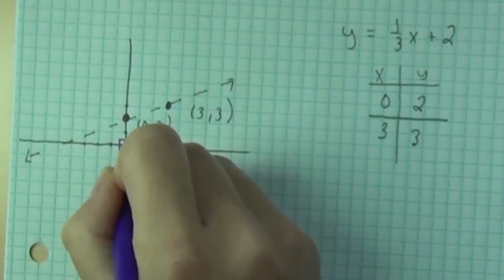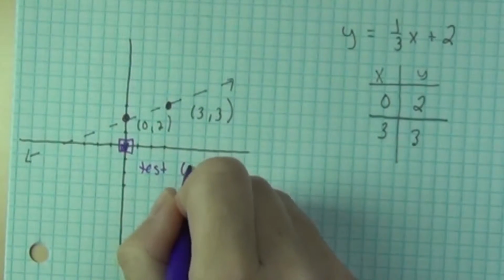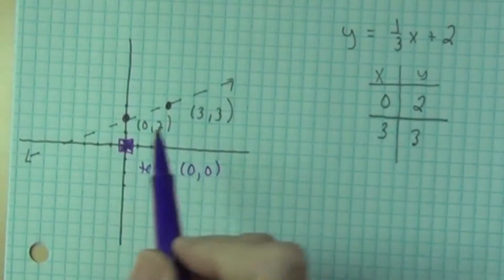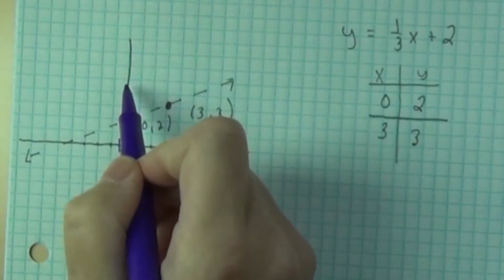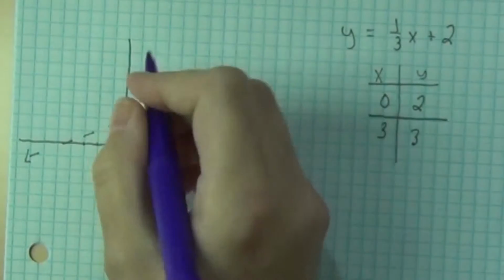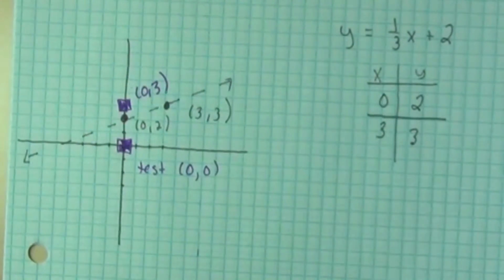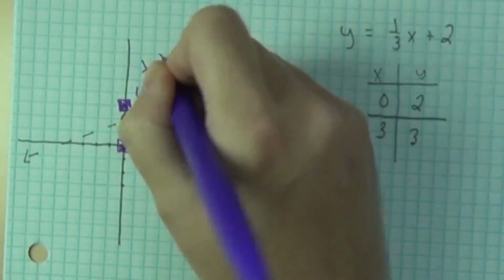So I'm going to test 0, 0. It is the easiest point to test if it's not on the line. I always pick the origin. And I need something up here. 0, 2 is on the line, so I know that 0, 3 is not. So those are the 2 points that I'm going to test.